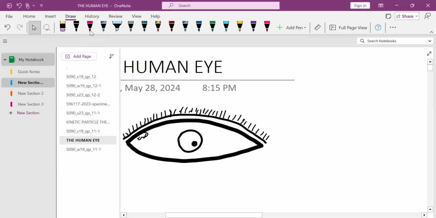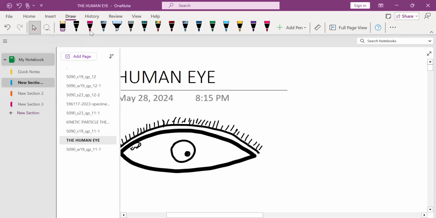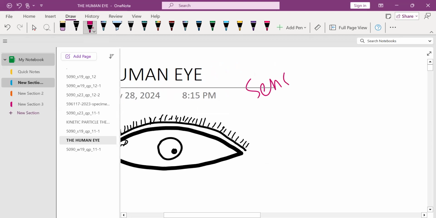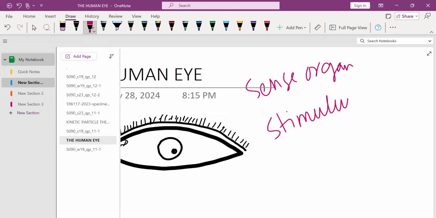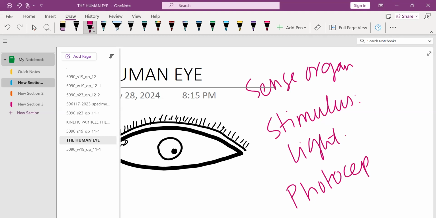So what is an eye? Eye is a sense organ that is responsible for our vision, whatever we see using our eye. The stimulus for the eye is the light. Our eye has photoreceptor cells that detect the light and make the image available for us to see. Photoreceptor cells.